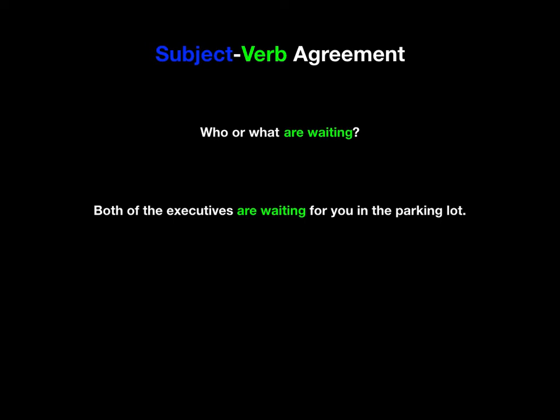After we have asked ourselves this question, we need to look for potential prepositional phrases. Analyzing this sentence, we should see the word of, which is a preposition. This means that everything from of to the next noun, which is executives, is part of a prepositional phrase, and therefore our subject cannot be within that phrase. This leaves both as the subject of the sentence. Both implies multiple people, so it would be plural. Is are waiting singular or plural? It would be plural as well, so this sentence would be considered correct.